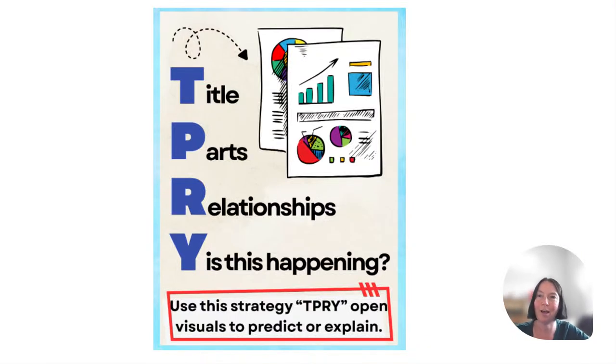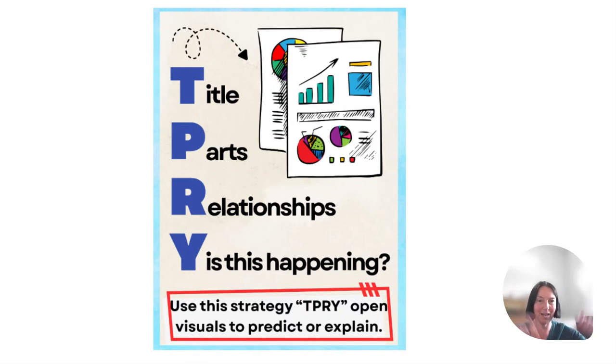So this is TPRY, one of our favorite new strategies. And you'll see that TPRY is a model building strategy. So we use this strategy to pry open visuals to predict or explain. We can also use it to create a model or a visual. And it's a joke because we're prying it open. Get it? Okay, cool. So here's the dance.